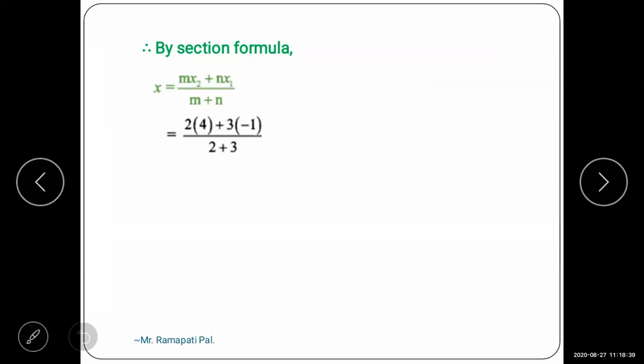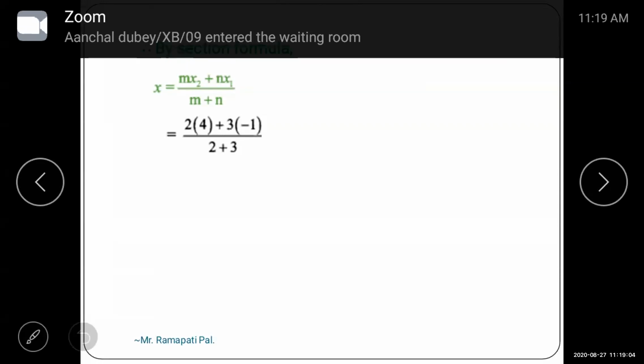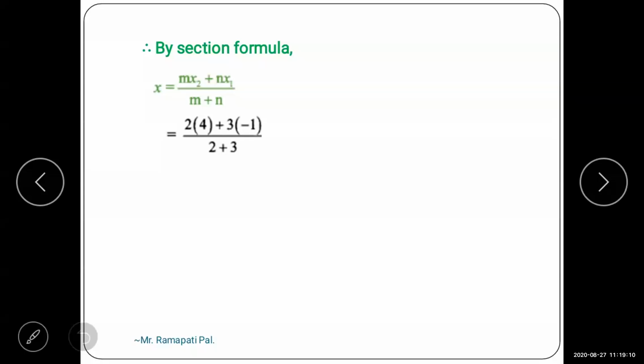Okay. Now substitute the value. You know what x2, x1, m and n are. m is 2, x2 is 4, n is 3, x1 is minus 1. And the ratio, you know, m is 2, n is 3. So it becomes like this: x is equal to 2 into 4 plus 3 into minus 1 upon 2 plus 3. 2 plus 3 is 5. 2 fours are 8, and 3 into minus 1 is minus 3. Correct? So we will write 8 minus 3 upon 5.